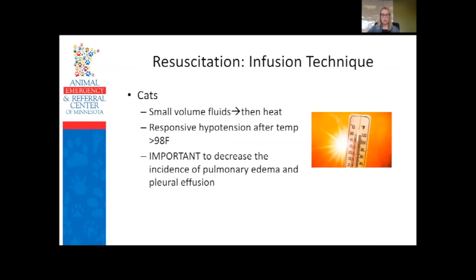So that's why it's important to start with small volume fluid boluses and target near normal parameters, because if you're giving them large volume fluid boluses and trying to achieve normal parameters, number one, you might not get them to a normal parameter because they're so cold still. And number two, you could very readily fluid overload them and develop things like pulmonary edema and pleural effusion, because as you warm them up, all of these fluids are going to extravasate. So you have to be a little bit more cautious with fluids in our cats.